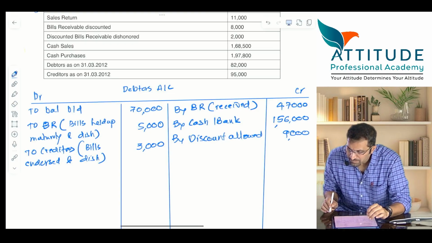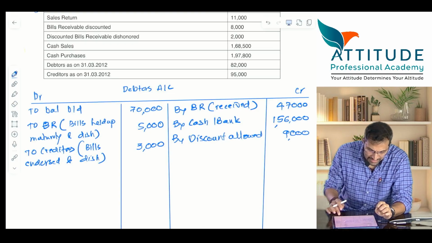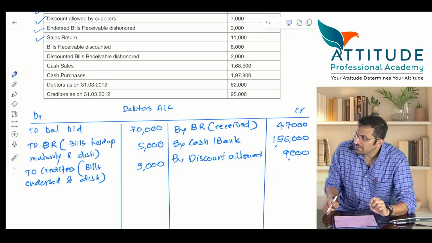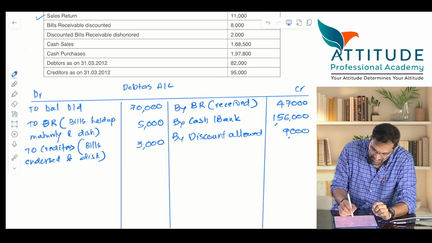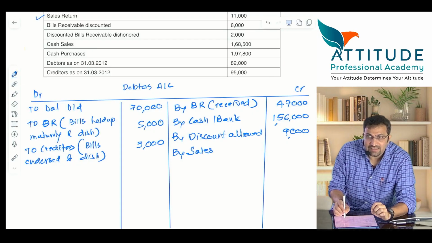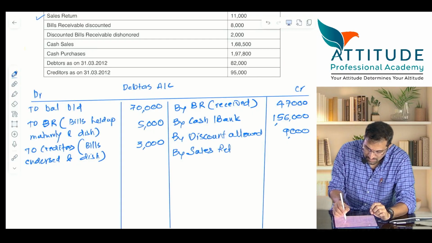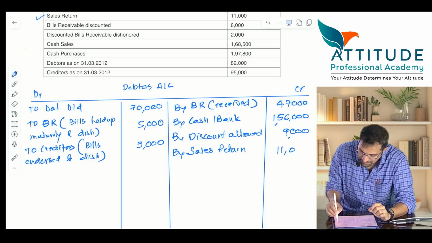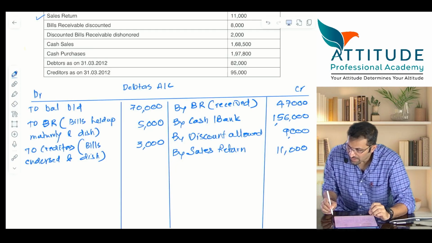Next. What is the next one? Sales return. So where will sales return come? By sales return. Sales return account debit to debtors. What is the sales return amount? 11,000. Next.